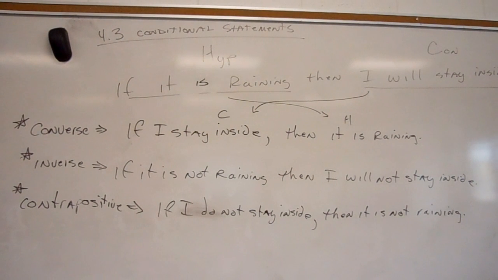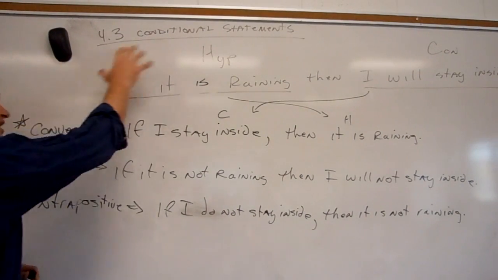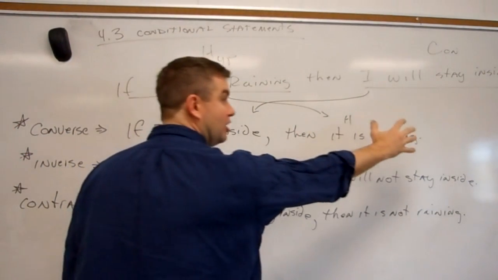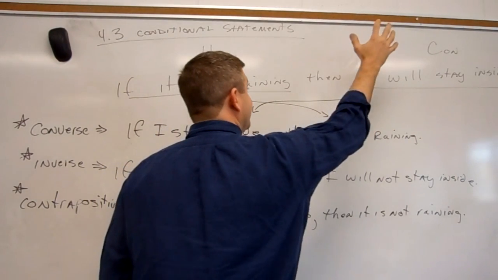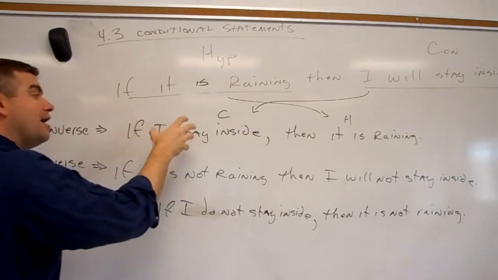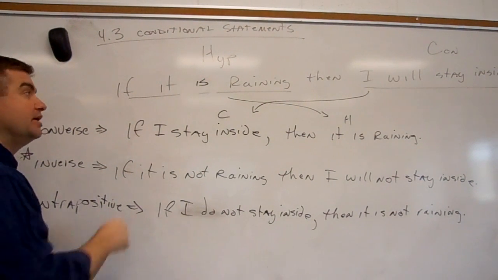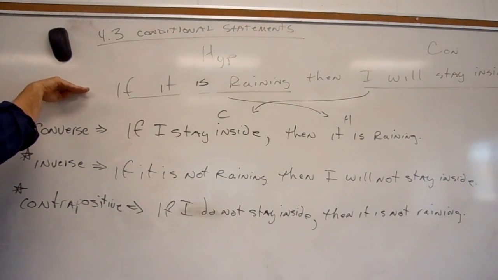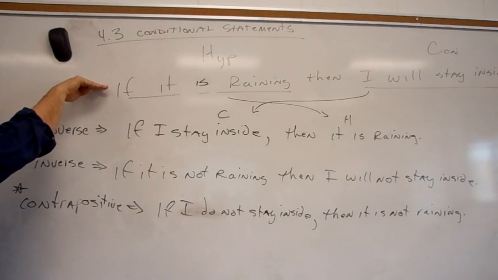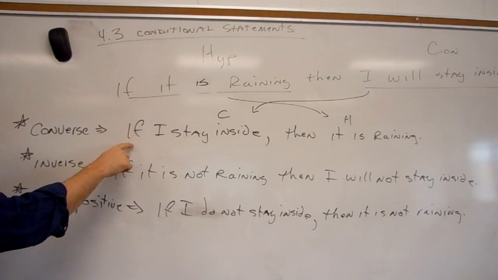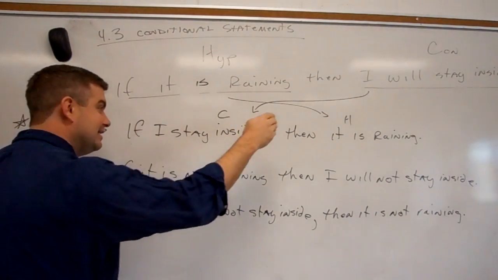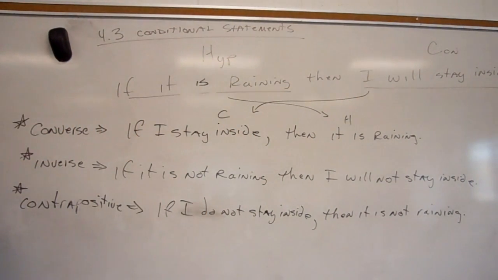If I talk about the converse, the definition over there says the converse of a conditional statement is where you swap or switch the hypothesis and the conclusion. So the if part, the hypothesis, goes in the back, behind then. The then part, the conclusion, swaps and comes up there with the if. So if this is my original statement, the converse simply says, if I stay inside, then it is raining. I've switched the hypothesis and the conclusion.